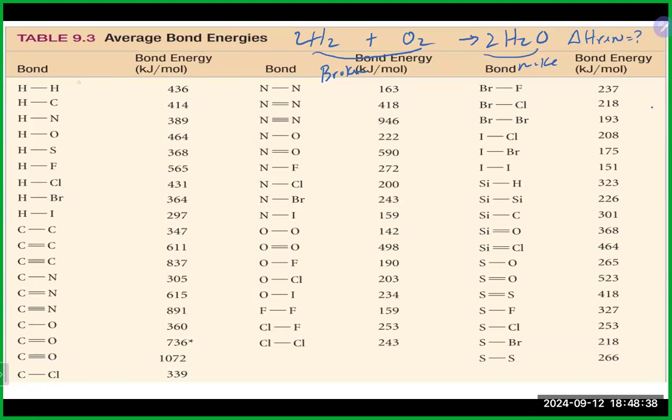So we know that hopefully H2 is H and H single bonded, right? But there's not just one of them, there are two of them, which means we have two of those bonds that we need to break. Oxygen, if you're not sure, is actually double bonded, so it looks like that. So we need to look up the value for a double bond. We hopefully know what water looks like, something like this, right? But again, there's not just one of them, there are two of them, which means we have two of these. So really at this point, it's all about just keeping track of everything.